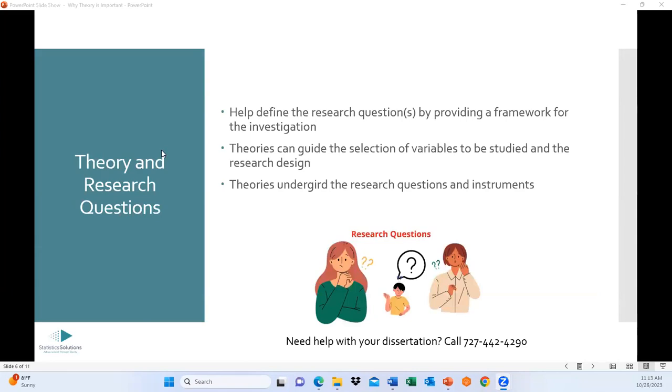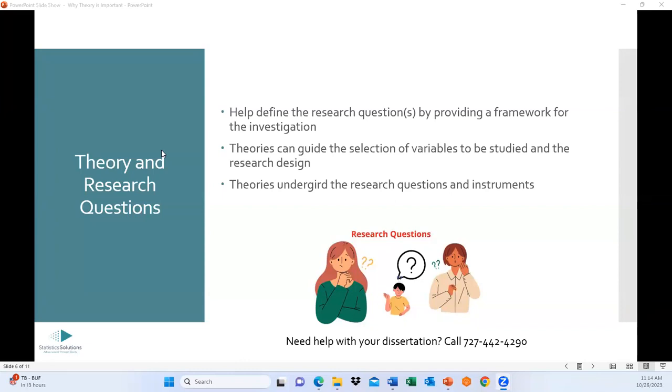Theory and research questions. Theories can definitely help you define and refine and tweak and develop your research questions by providing that framework for investigation. Let me go over that a little bit here. Yeah, and here we come to the theoretical framework, right? No, we're not there yet. Sorry, we're still on theory and the research questions.